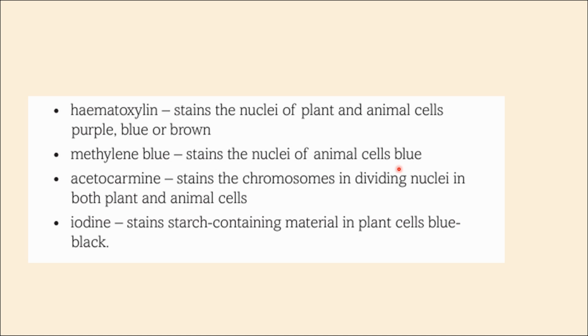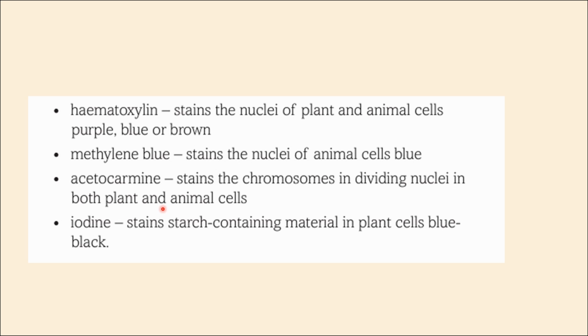And then we have acetocarmine, which can stain the chromosomes in dividing nuclei in both plant and animal cells. You know, if you want to find out the mitotic index, then you have to differentiate the cells which undergo mitosis and the cells which don't. For that purpose, you have to make a clear distinction between them. Therefore, acetocarmine can be very helpful.